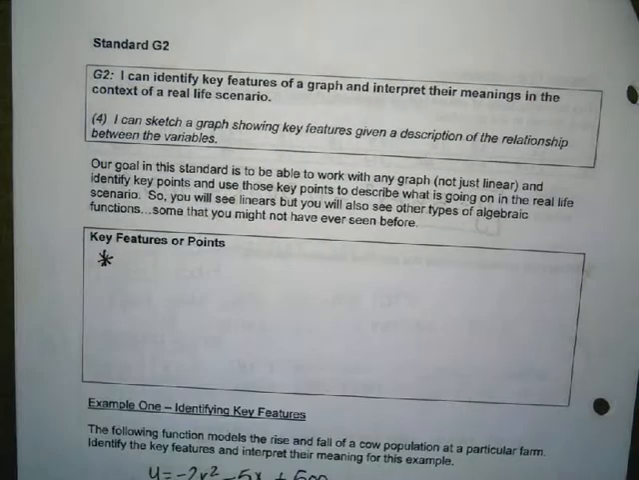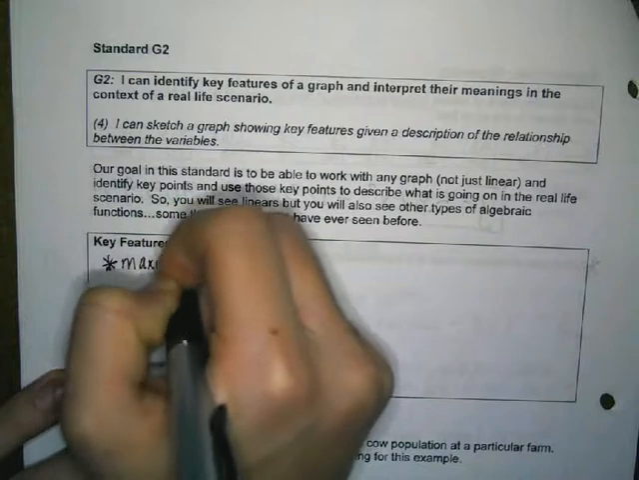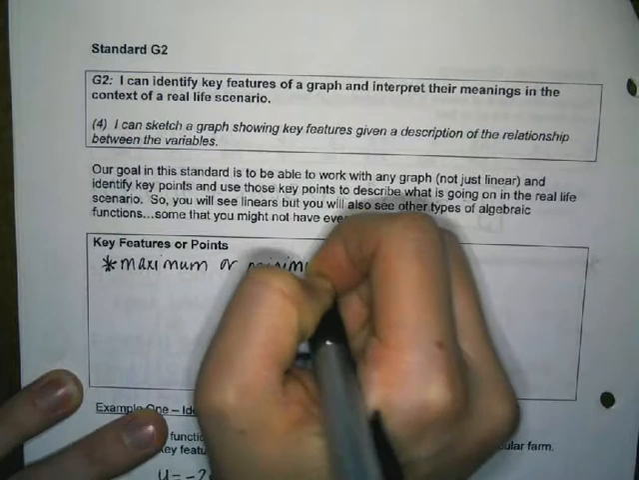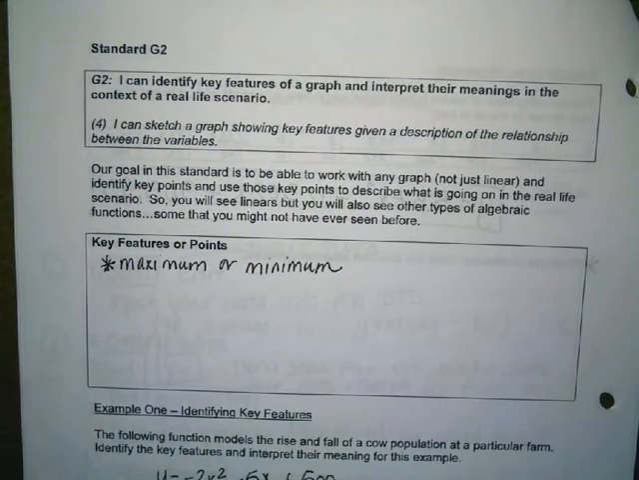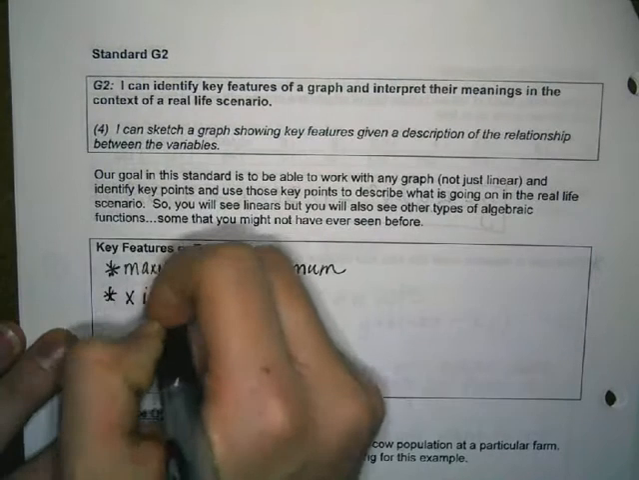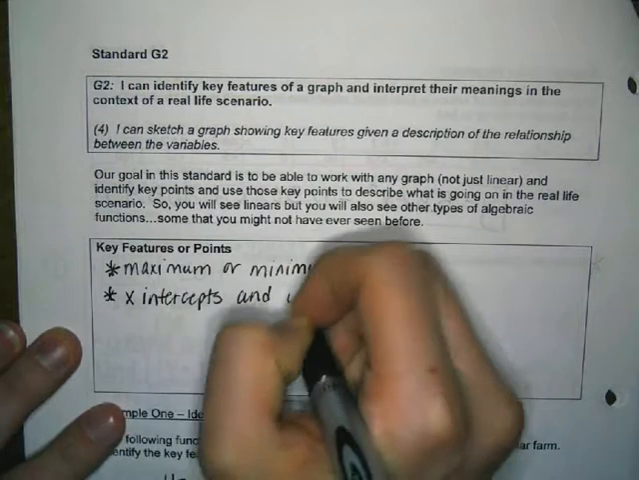One of the key features, and this is what I call one of the most important points, is maximum or minimum. And they would be key points because of the fact that they are a maximum or a minimum. So usually it's telling us something very important about that situation. Another key point or points would be x-intercepts and y-intercepts.